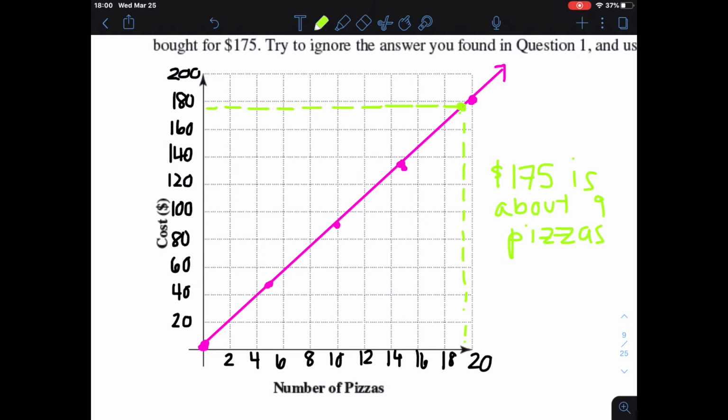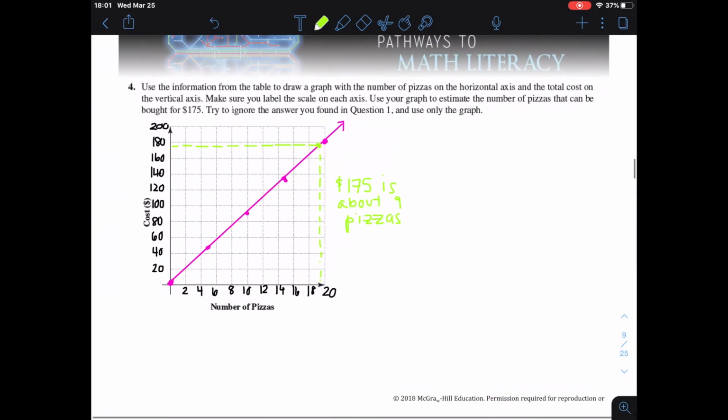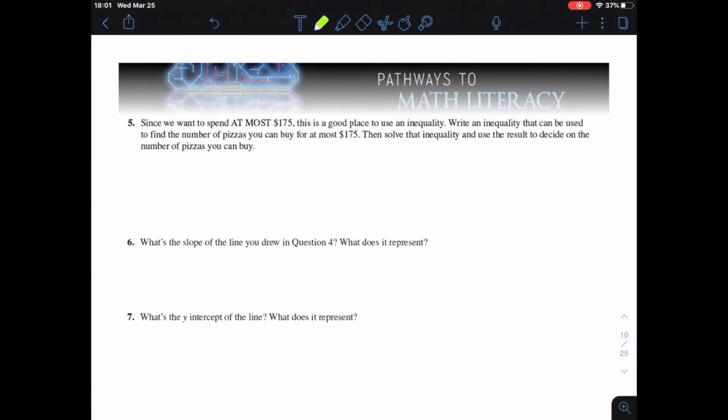So you can see it depends on the information you're given. If you're given the graph, you can use that to help you out. If you're given a table, you might be able to kind of reverse engineer things. But all of them do the same thing. You can find the same information a bunch of different ways.